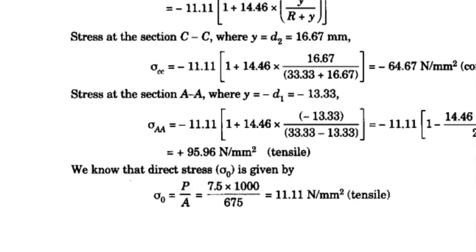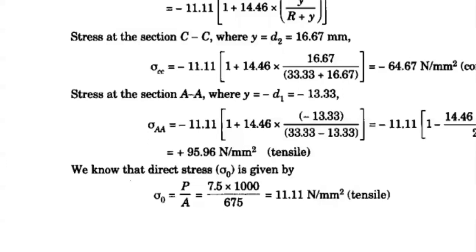Then the next step is to directly calculate the resultant stress. Resultant stress means sigma R equal to sigma naught plus sigma M, that means the sigma bending stress value. So this is how you are supposed to solve the problems, whatever the cross section is given.